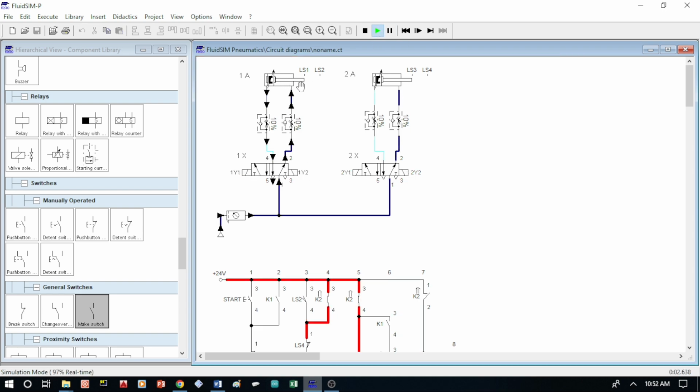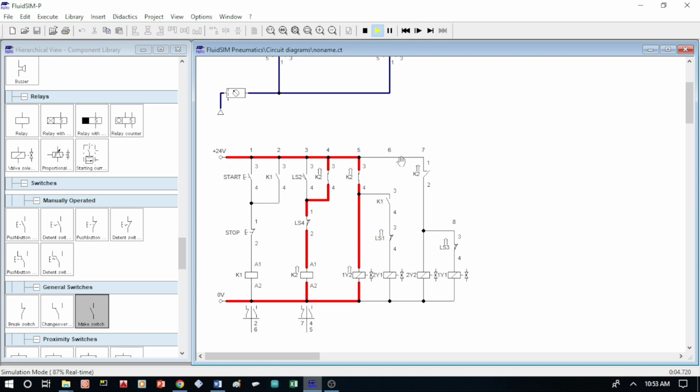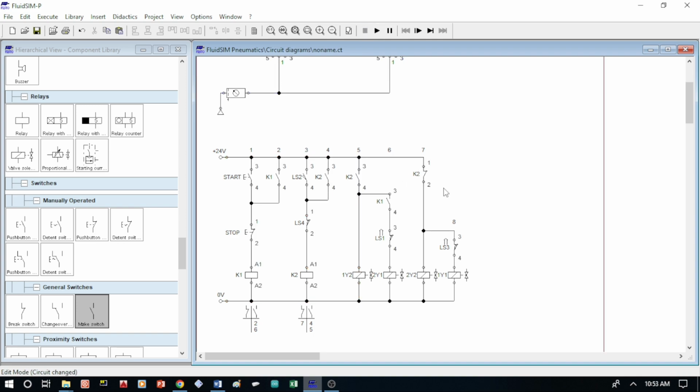As you can see on the screen, before the start button is pressed, the circuit already reacts due to the arrangement of normally closed contacts in the electrical lines. In line 7, the K2 contact is normally closed, allowing current to flow to the solenoids 2-way-2 and 1-way-1. Additionally, LS3 is also a normally closed contact, so the current reaches solenoid 1-way-1, causing cylinder A to extend immediately.